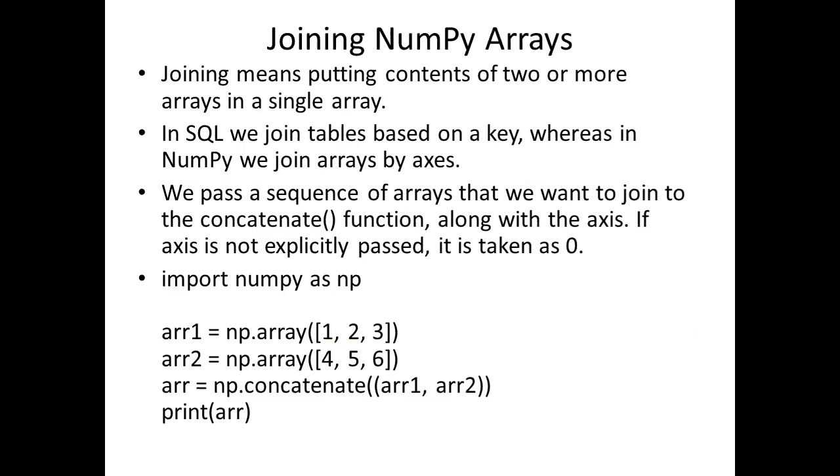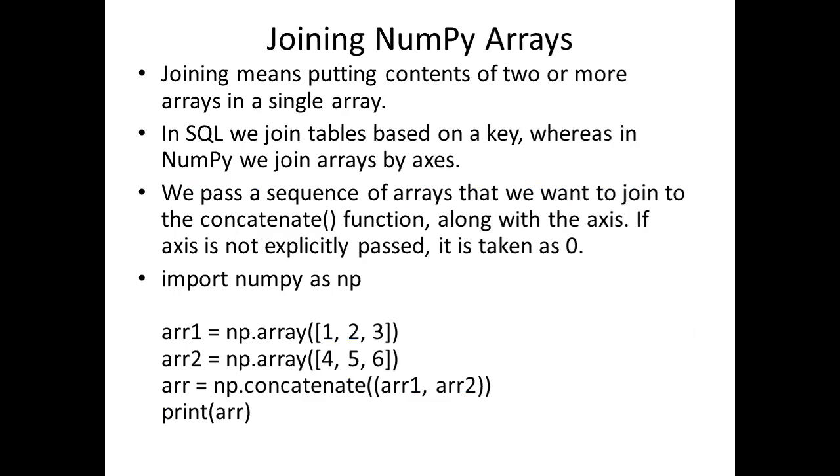Then join. So joining means putting the content of 2 or more arrays in a single array. In SQL, we join the tables based on the key, right? Whereas in NumPy, we join the arrays by axis. Axis is nothing but rows and columns. So we pass the sequence of arrays that we want to join to the concatenate function along with the axis. If the axis is not explicitly passed, it is taken as 0.